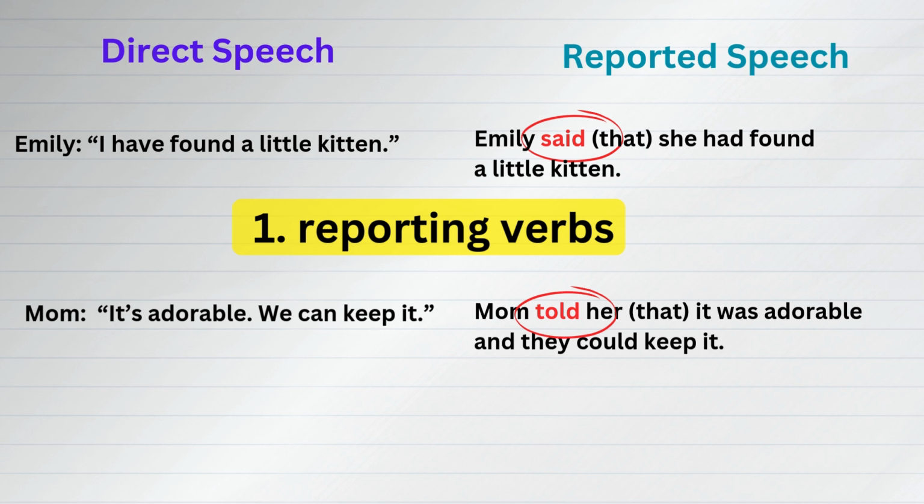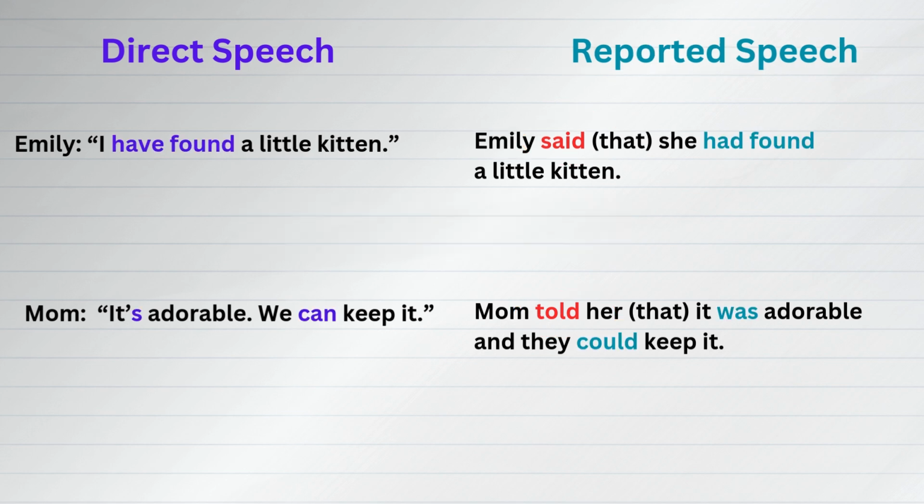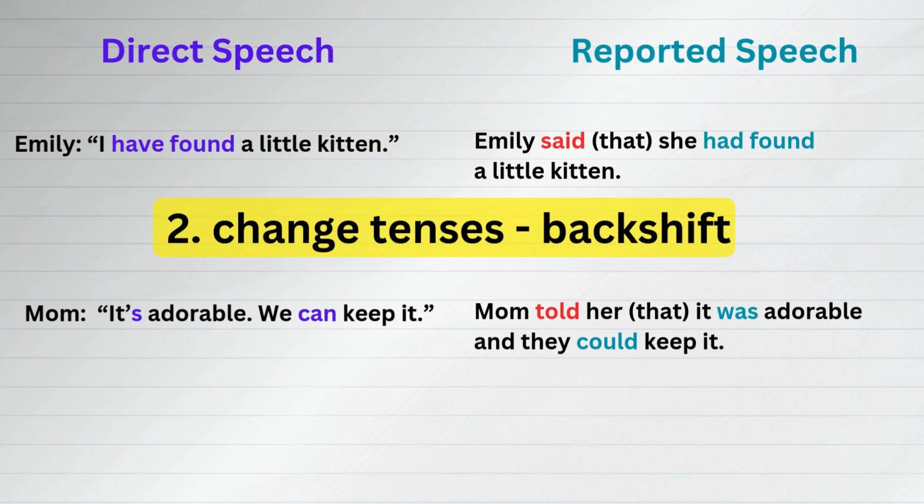Well, the second change that you may have noticed is that I changed tenses, right? So present perfect, I have found, becomes past perfect, I had found. Present simple, it is adorable, becomes past simple, it was adorable. And can becomes could. So we have to change tenses. We use so-called backshifting. We backshift. We change tense by one degree back.